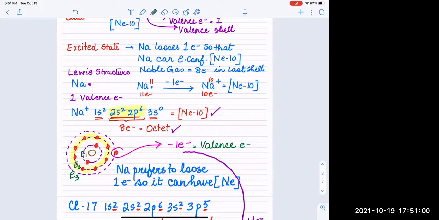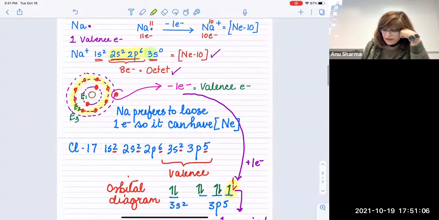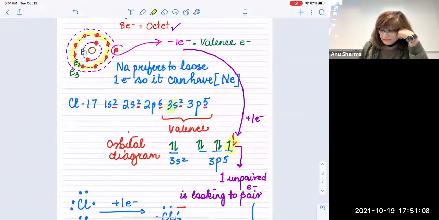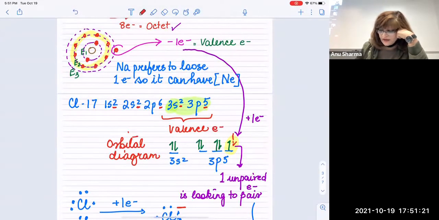Oh yeah, I was referring to the thing in red, but I get it now. You get it? Okay, so the highest shell number is the valence shell. In this case, the highest shell number is the valence shell, this one. So it's not 3p5, it's 3s2 and 3p5. These are the valence electrons and valence shell.